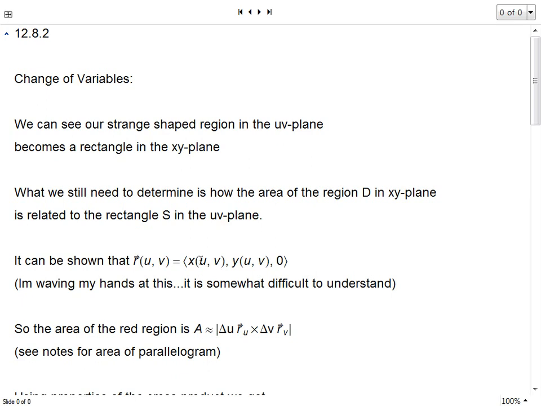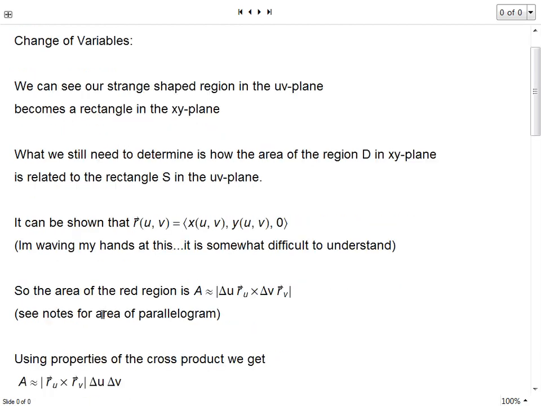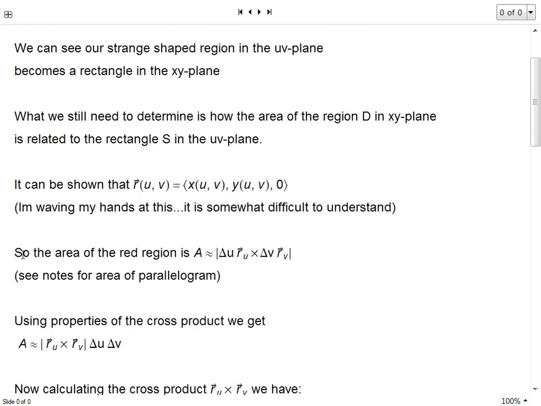But look at where these components of the vector function come from. Wasn't that the transformation that we made, right? So I put in here, I'm waving my hands. It is somewhat difficult to understand. If you want to talk about it more seriously, come by my office because it's hard to explain why that's true. But let's just take it on faith for right now. So what's the area of that region? Well, remember the parallelogram rule?